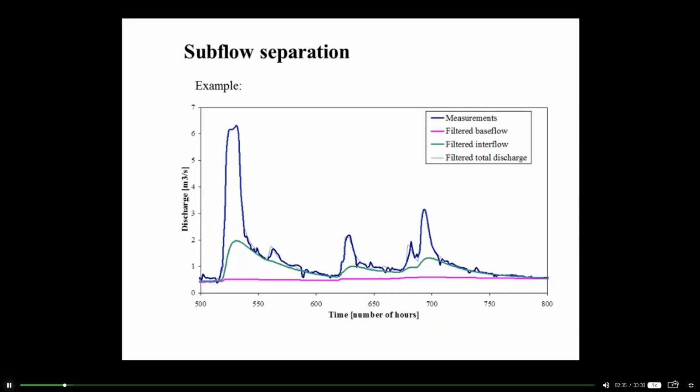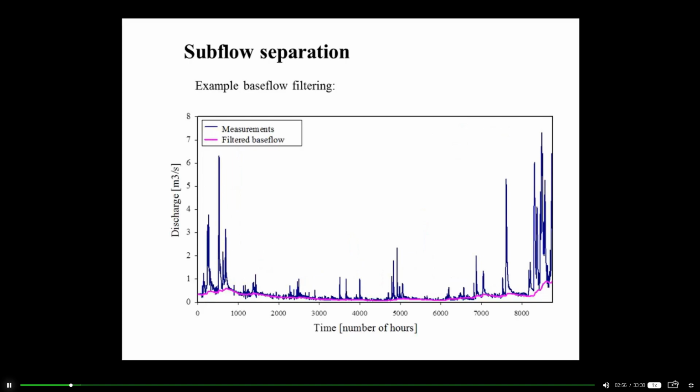This is an example of a time series of river flows that was observed by a river gauging station. What you see here in a dark blue color is the total flow as observed by the gauging station. Now what is also shown in the figure is the result of subflow separation, where we have split this total flow into its 3 components: the base flow, the interflow, and the rest fraction, the rest flow, the overland flow.